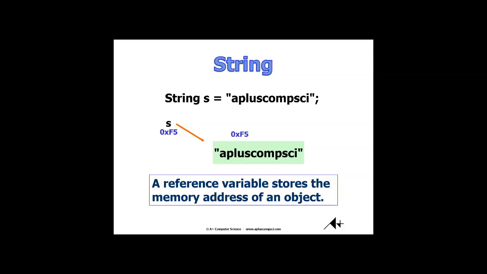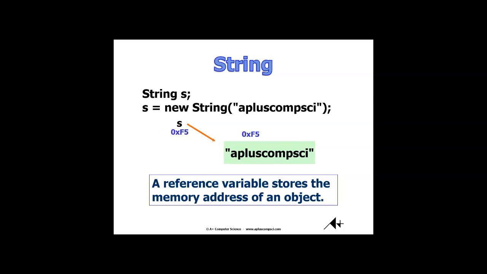In this picture, S is my reference and A plus CS is my string. Understand that S is not a string. It knows where one is. If you went out into memory and found S and said, hey, what do you got? S would say, here's the location of the string. You take that location, go there and find your string. In my picture, I've got S storing 0xF5, and if I go to 0xF5, then I would find the string that S is pointing to or referring to.